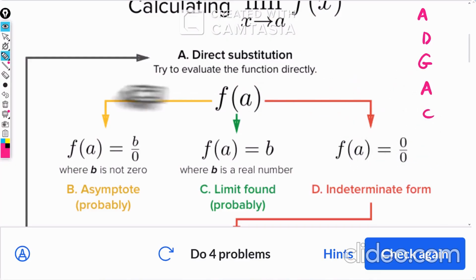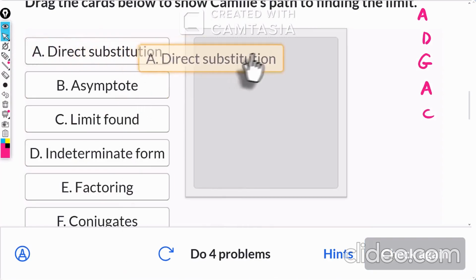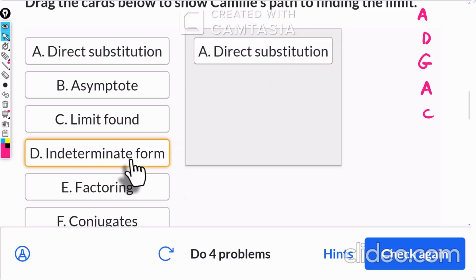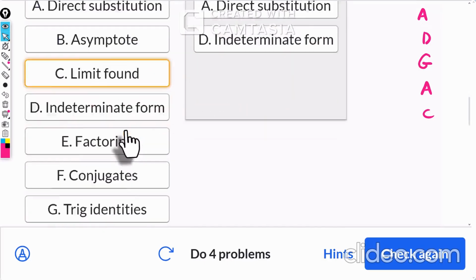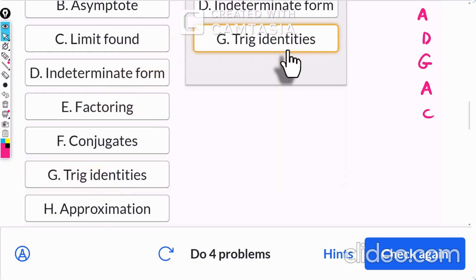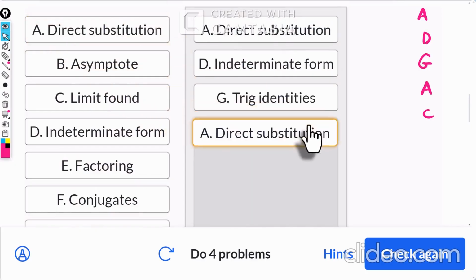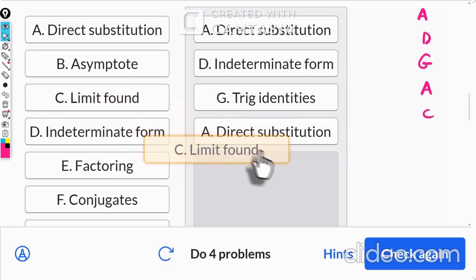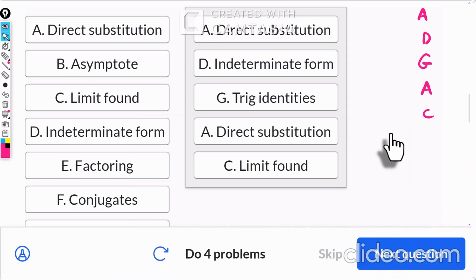All right, so we have to do that on the chart. All right, let's see. We did direct substitution, and we got 0 over 0. That was indeterminate form. And then we did a trig identity. All right, and then we tried direct substitution again. And then we found the limit. We got an actual number, regardless of whether it was a decimal or a square root. Hopefully that's it. Yes, very good. That was it.